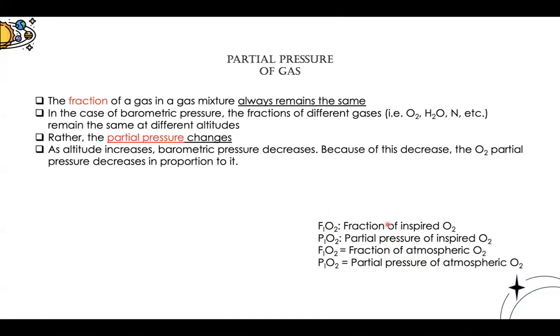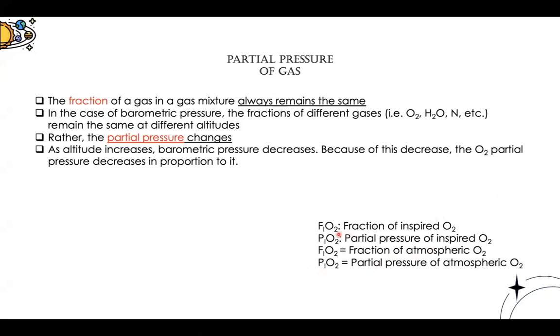So these are some terms that you need to know. Fraction of inspired oxygen is basically the fraction of atmospheric oxygen, because we inspire atmospheric oxygen, right? And the partial pressure of inspired oxygen is again the partial pressure of atmospheric oxygen, because we're getting oxygen from the atmosphere. And then you have the fraction of atmospheric oxygen, and the partial pressure of atmospheric oxygen.